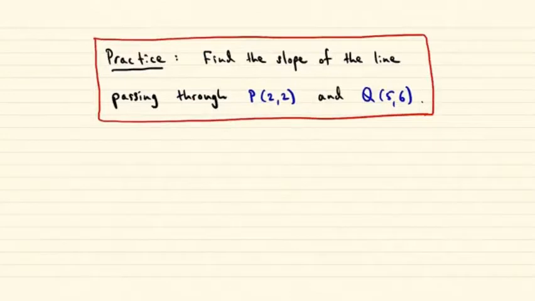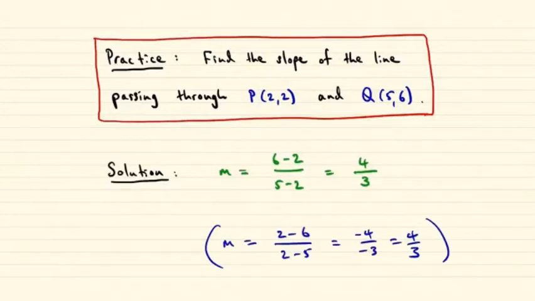So, for example, what's the slope of the line joining P and Q with coordinates 2, 2 and 5, 6? We can just apply the formula to get m equal to 6 minus 2 divided by 5 minus 2, which is 4 over 3. Or if you reverse the order of the points, you get m is 2 minus 6 on 2 minus 5, that's minus 4 on minus 3, which still evaluates to 4/3.